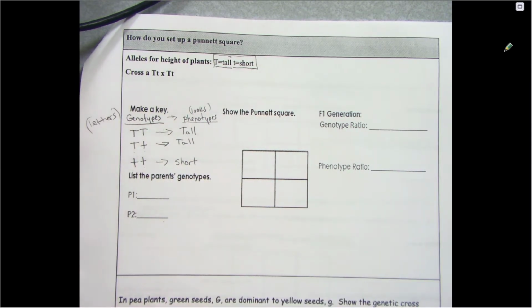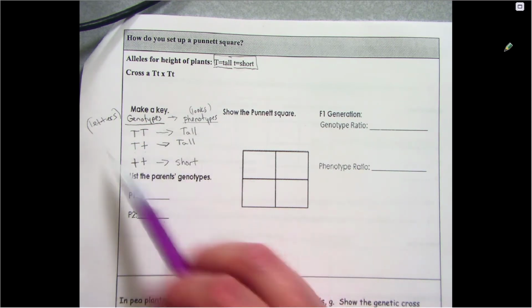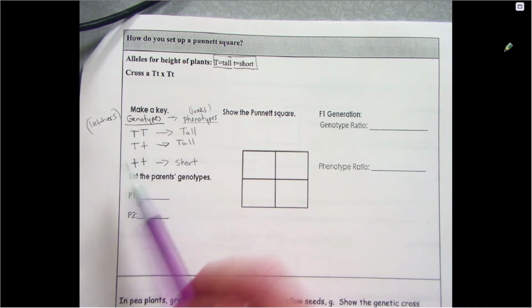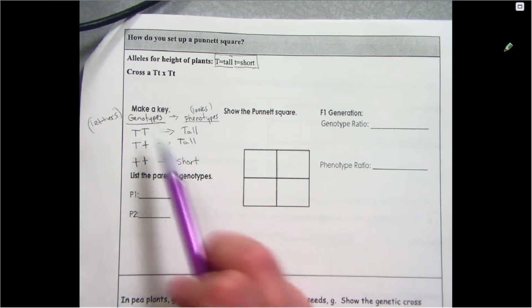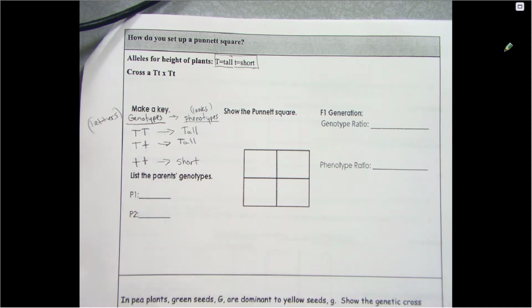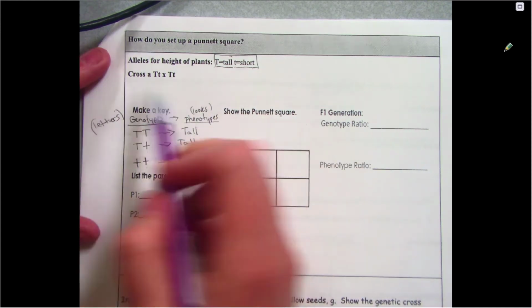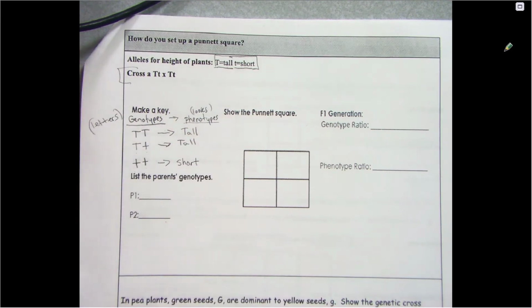Now, we're going to take this genotype, phenotype key information, and we'll be using that later on as a reference. Now, we need to determine the parents' genotypes. Again, genotypes, as we wrote down, are letters. And that was given to us in this top part here. It says cross a heterozygous and a heterozygous plant.